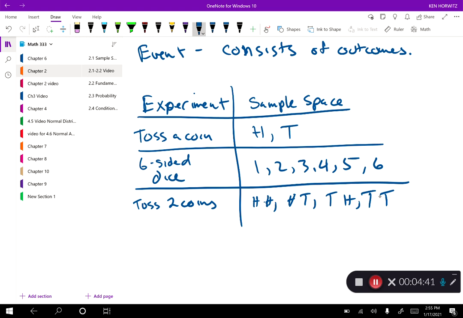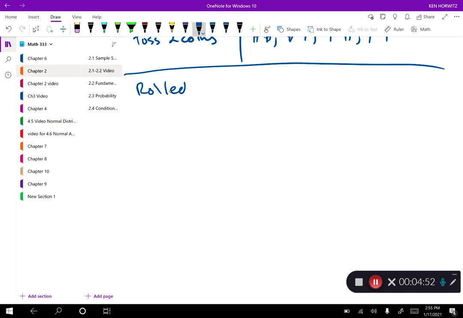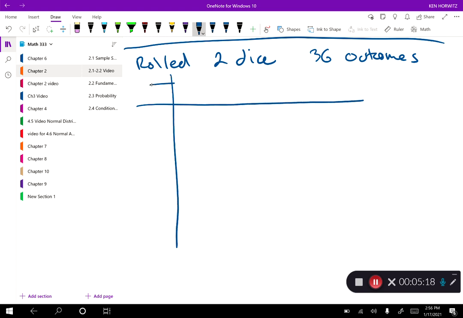Now your sample space doesn't always have to be small. Your sample space could be larger. For example, if you rolled 2 dice, you would get a very large sample space of 36 different outcomes. The way to manage such a large sample space would be to make a chart, and you'll find that I like making lots of charts. I'm going to start the chart for you and let you finish it up.